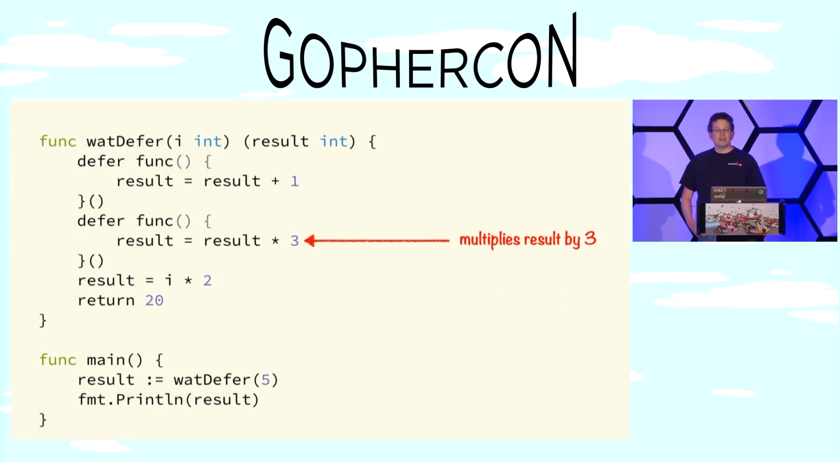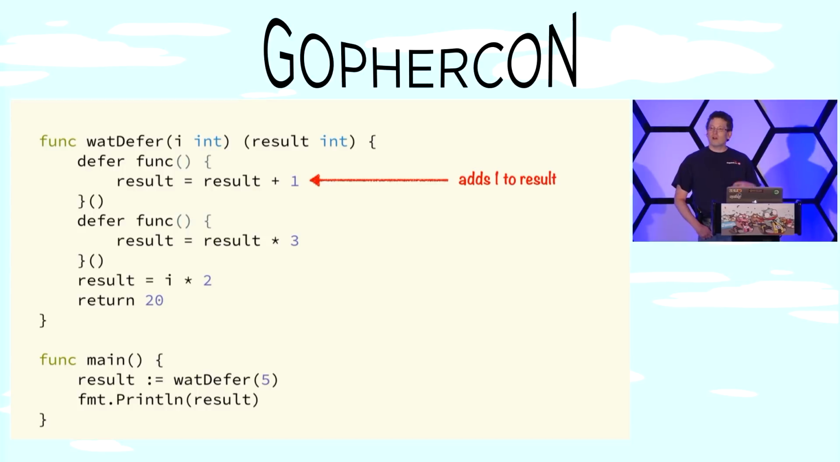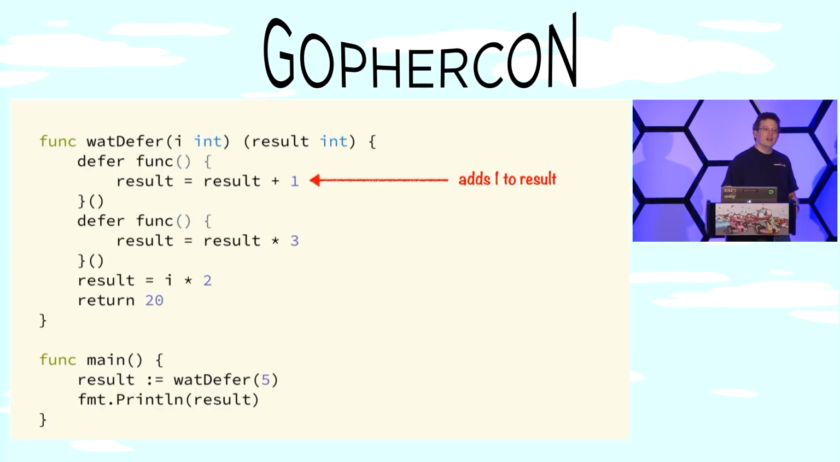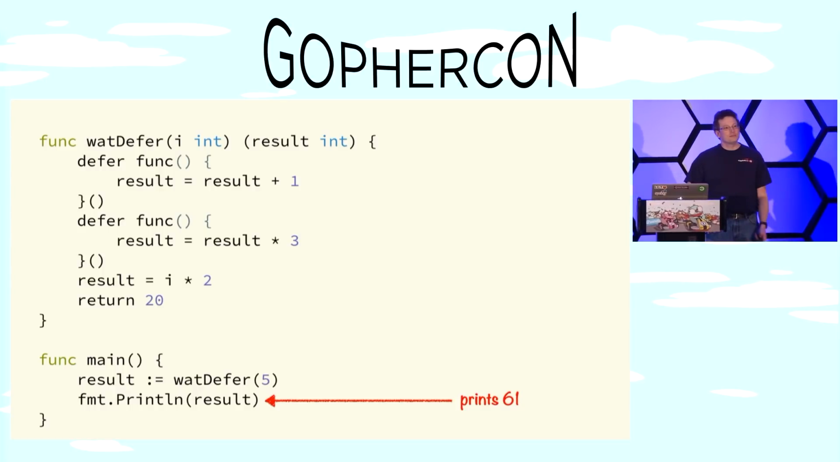Second defer runs, and we multiply result by 3. That triples it to 60. First defer runs, adds 1 onto it, you get back 61. Function finishes, we go back to the main program, and we get 61.